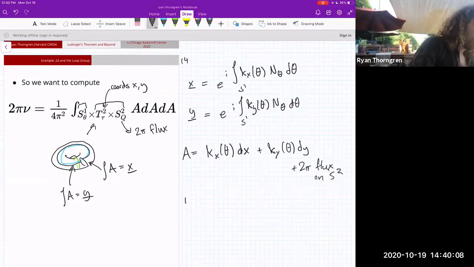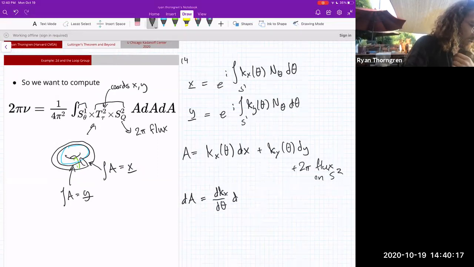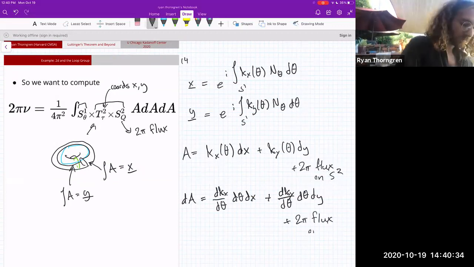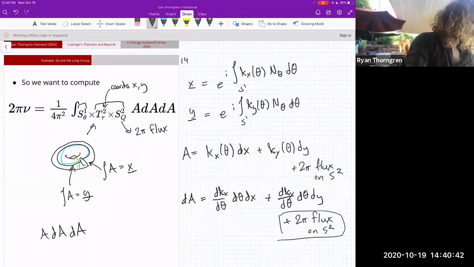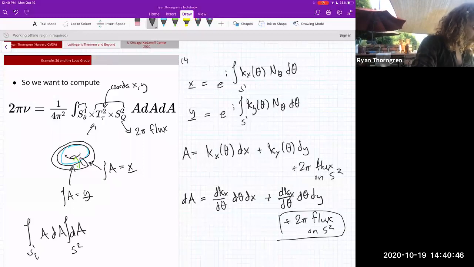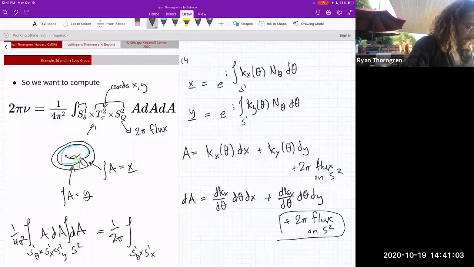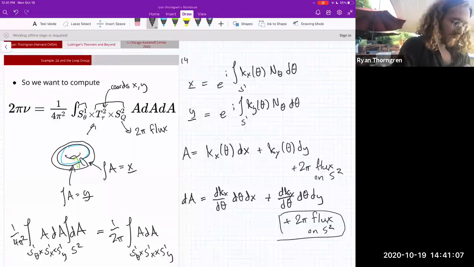And we just compute dA. So dA becomes dkx d theta dx plus dky d theta dy, plus the 2 pi flux. And when we compute A dA, this 2 pi flux is going to split off. So we can do the integral like this. Right, so we just get a 2 pi out in front. And now we plug this in.